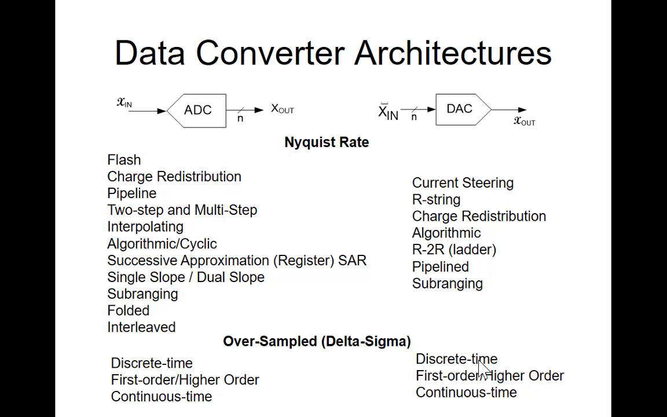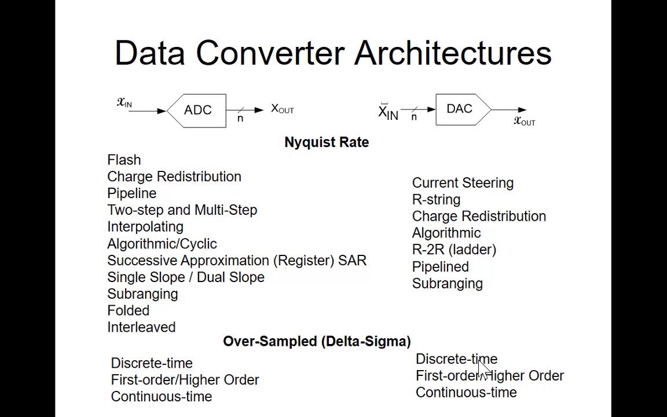There are 2 general classes of data converters: Nyquist rate and oversampled. In the Nyquist rate category, we have flash, charge redistribution, pipeline, 2-step and multi-step structures, interpolating, algorithmic, successive approximation, single slope and dual slope, subranging, folded, interleaved, current steering, R-string, a whole bunch of different structures. In the oversampled category, we have discrete time and first order and higher order and continuous time, and so forth. So a lot of different structures in both categories.